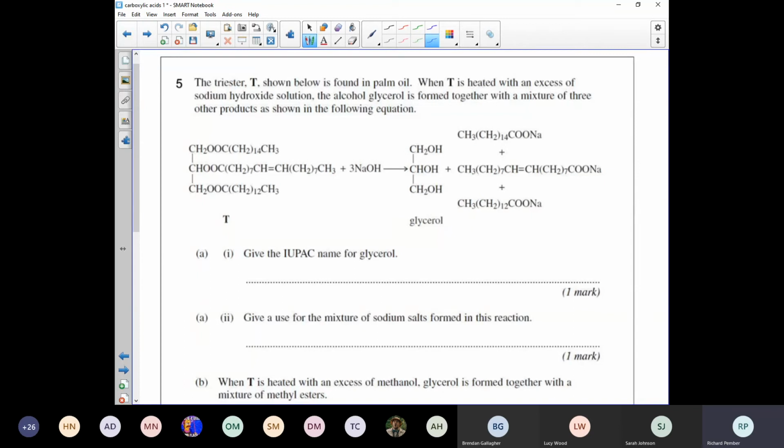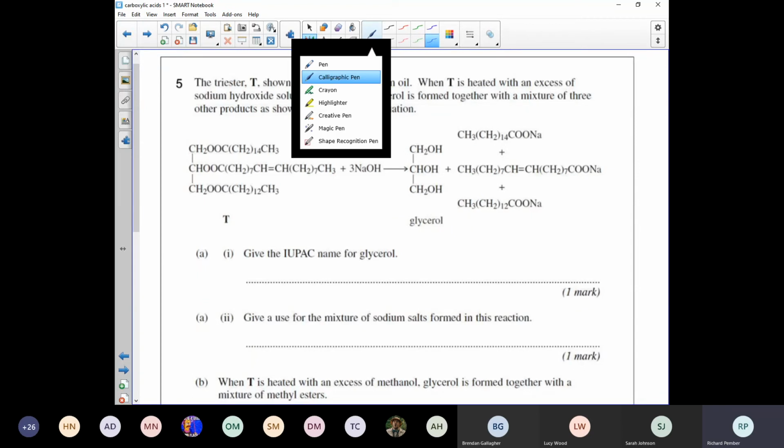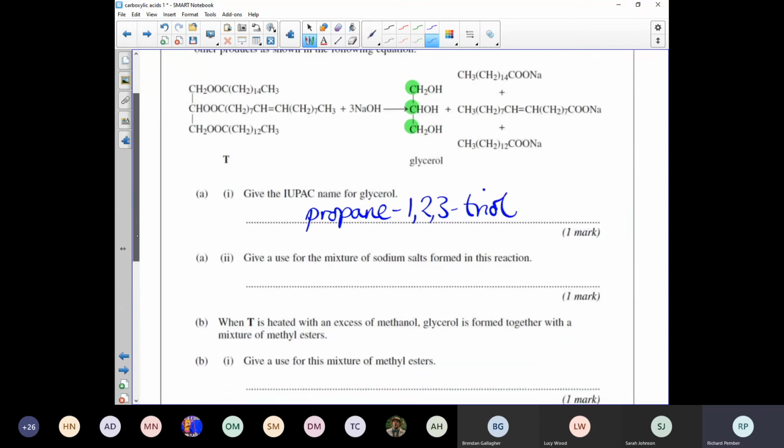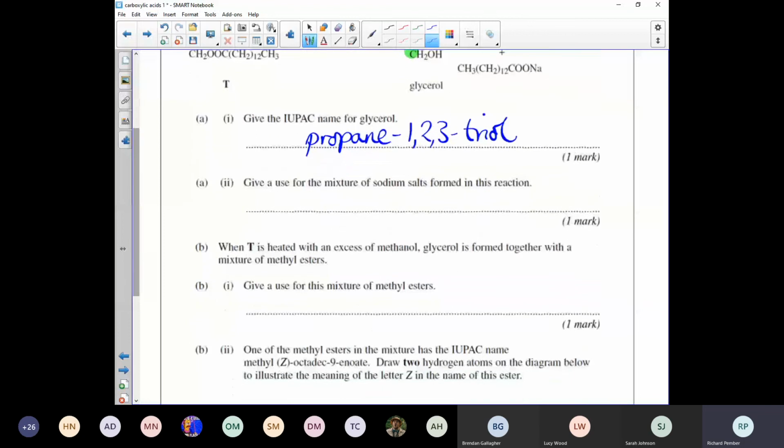So the IUPAC name for glycerol, well, we've mentioned this already going through. So it's a triol, so 3 carbons, so propane or propan, doesn't matter which. So propane-1,2,3-triol, quite common, you'll see that quite a lot when you're going through the past paper questions.